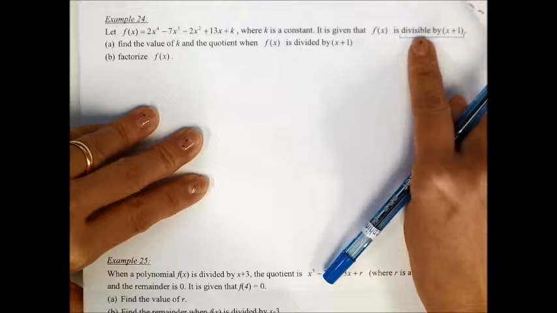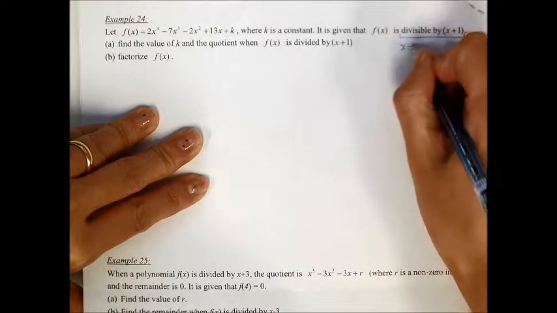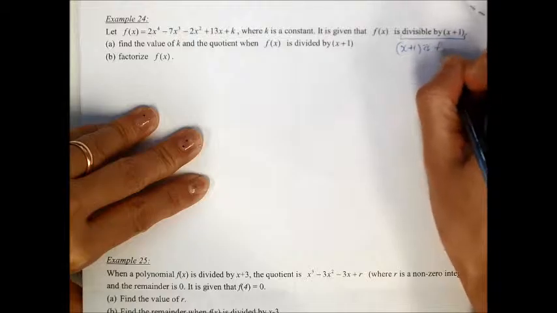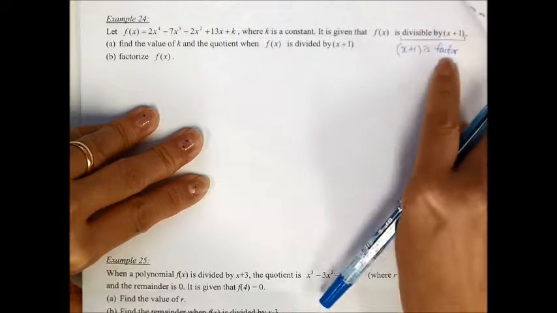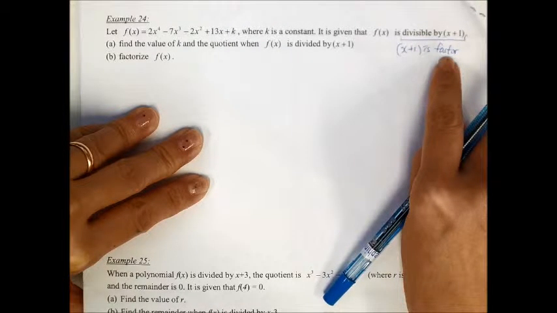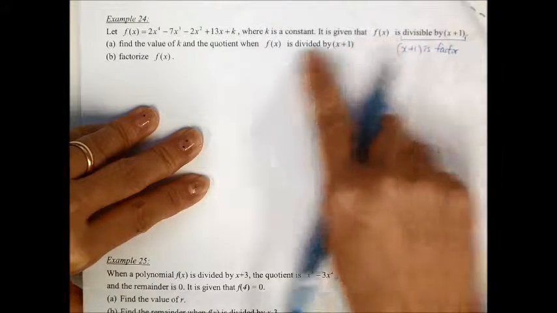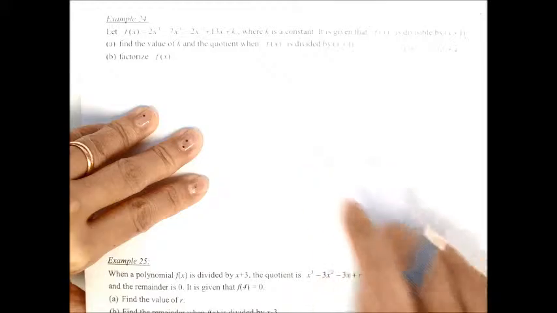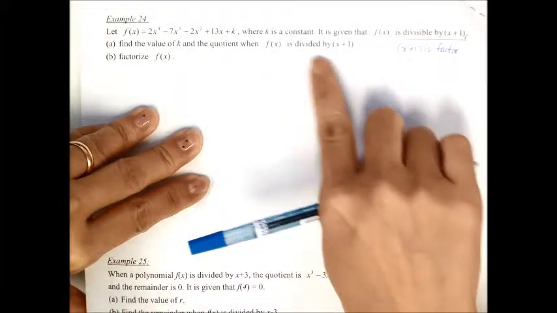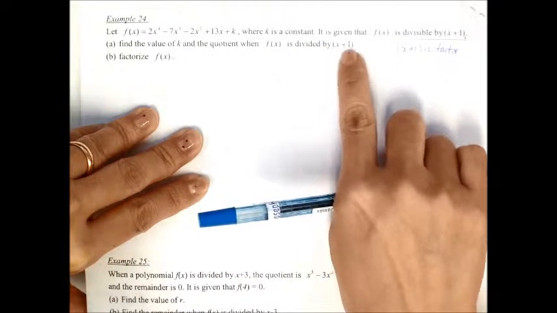If it is divisible, it means that x plus 1 is simply a factor. But it just doesn't tell you that it is a factor. It is in the word divisible. Find the value of k and the quotient when the function is divided by this. This is the factor.